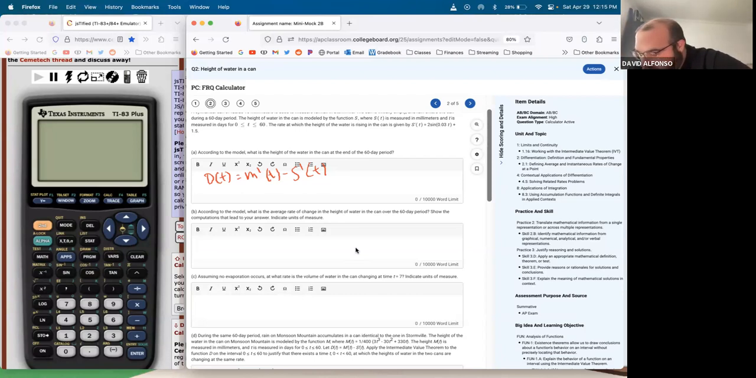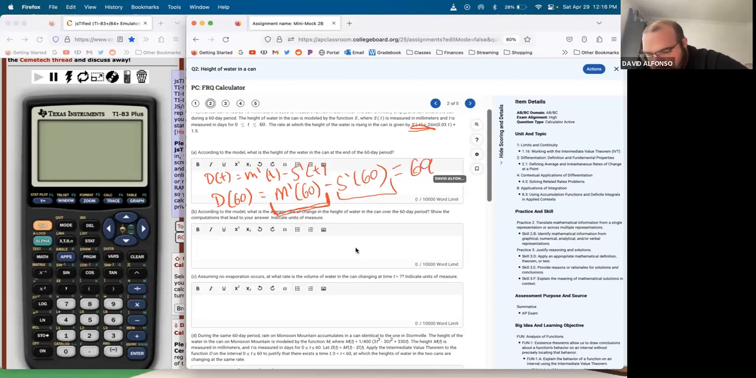So basically what I would do here is find d of 60, right? Which would be m prime of 60 minus s prime of 60. This is where you can use your calculator to figure this out. You can find the derivative at x equal to 60. And then this one you just plug into s prime, which you already have, right? So I did that work, and tell me if you guys got the same value. I got 69.377. Did you guys get that value for d of 60?